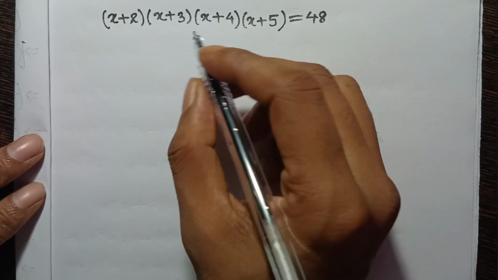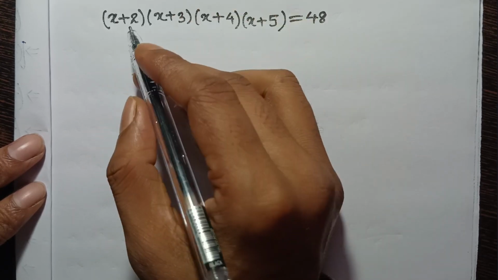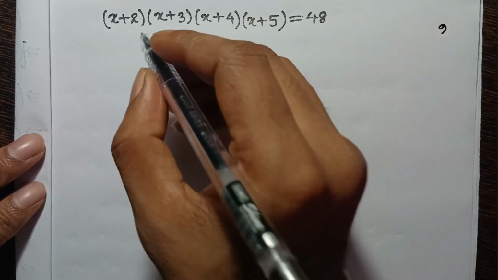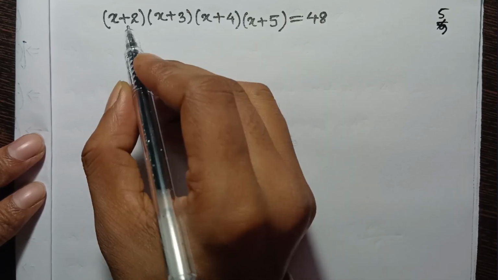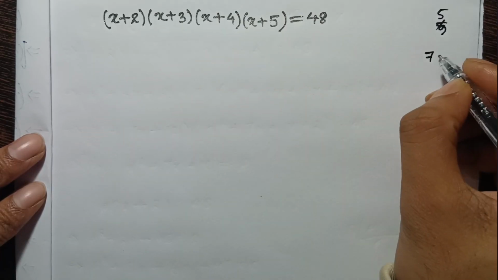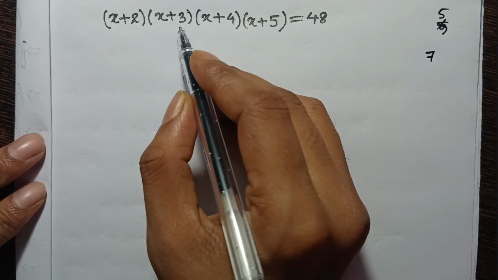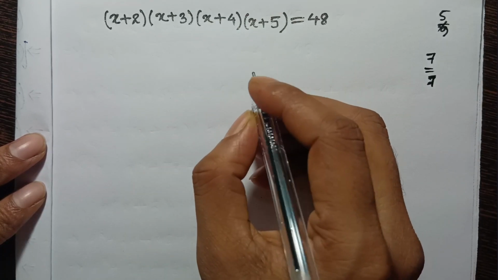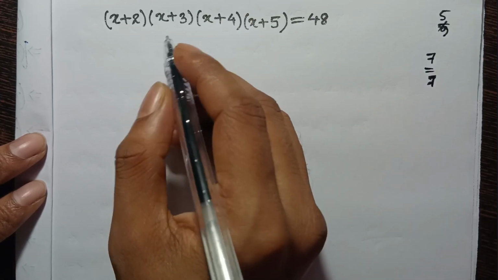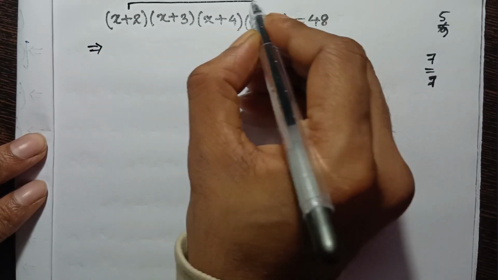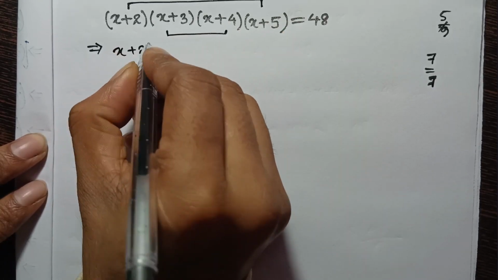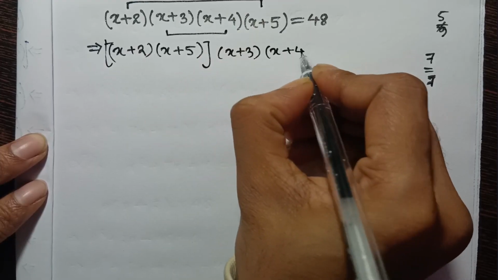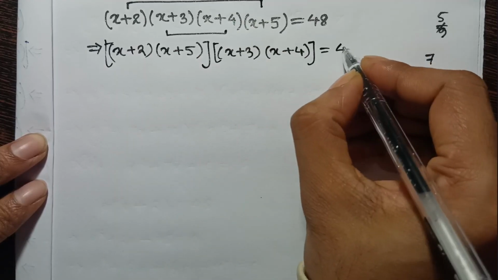If you pair 2 with 3, the sum is 5. If you pair 4 with 5, the sum is 9. No good. But if you pair the first and the last, 2 and 5, you get a sum of 7. And if you pair the 2 inner ones, 3 and 4, you also get a sum of 7. This is the magic key. So, we rewrite the equation, grouping the terms. We have the group of x plus 2 and x plus 5, and the other group is x plus 3 and x plus 4. The entire product still equals 48.